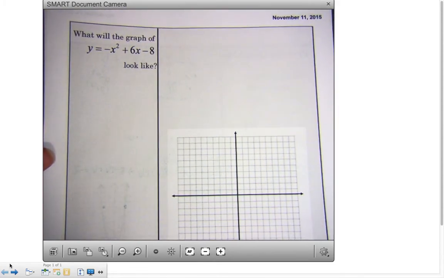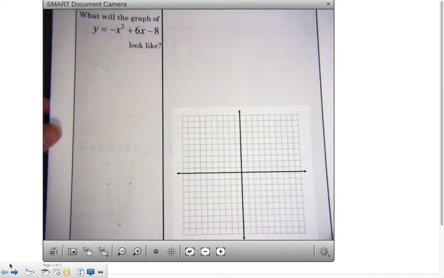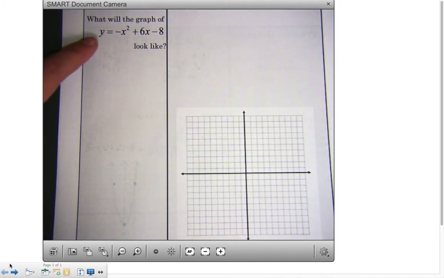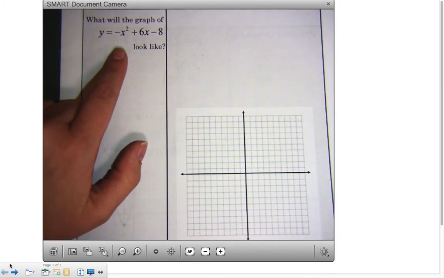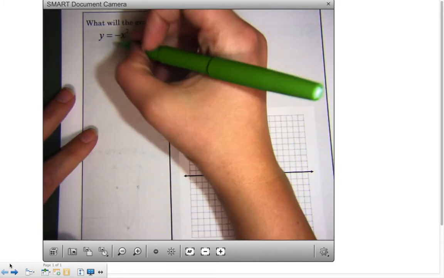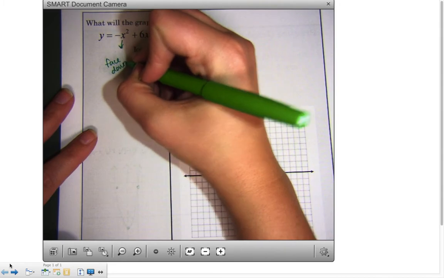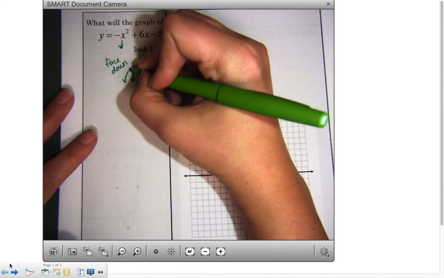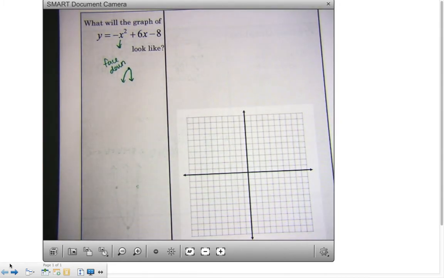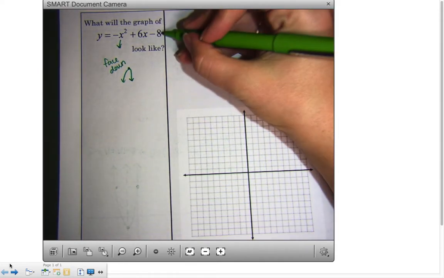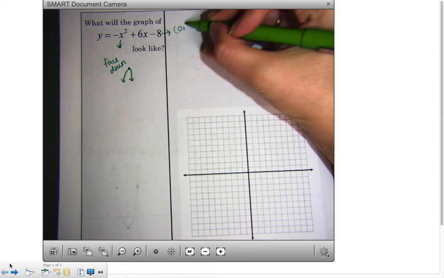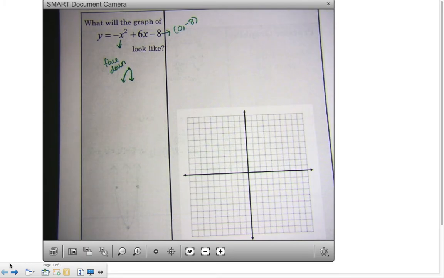All right, let's try another one. So think about what it's going to look like. It's got a negative coefficient. That means our graph is going to face down. It's going to look like this. This time it's going to have a maximum. Negative 8, that's your y-intercept. So we'll have a y-intercept of (0, -8).